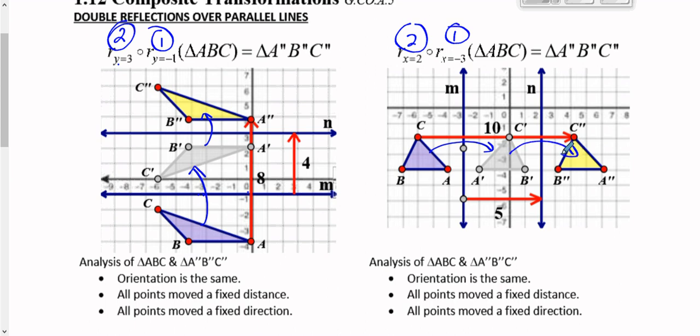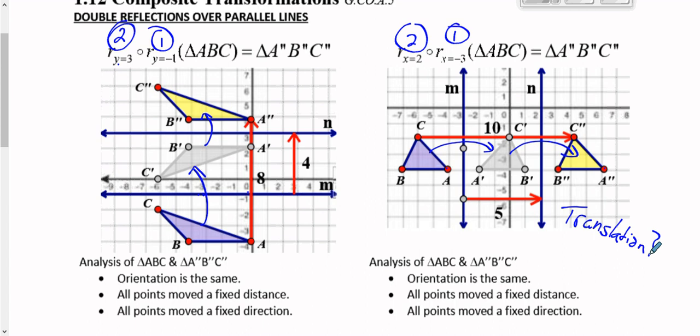Okay? If we did not have this first reflection, does that look like a translation? How far apart are the two lines? x equals 2 and x equals -3. How far is it between 2 and -3? 5. But it looks like the triangle moved how far? 10. So this might just look like a translation in a particular direction, right? Depends on which line you reflect in first, right? If you're reflecting in lines of x equals something, it's going to look like a translation going left to right, twice the distance maybe. And if you're reflecting in lines y equals something, it'll look like a translation going up and down.